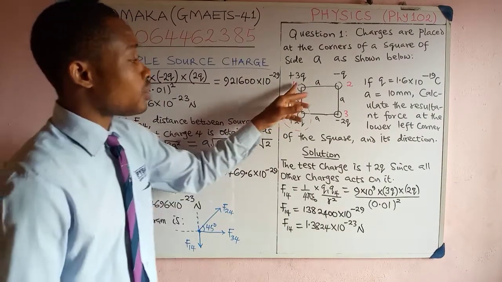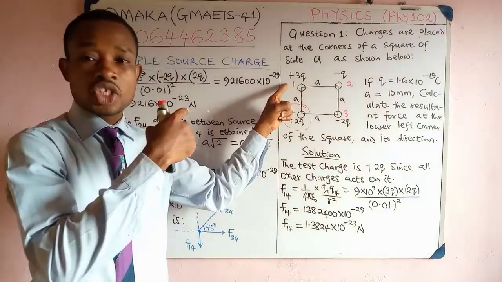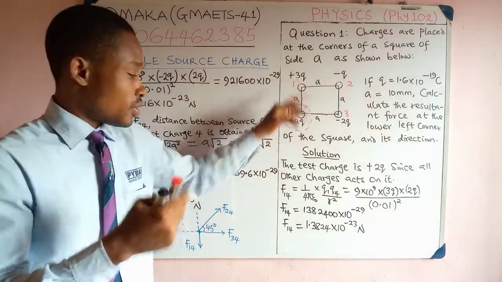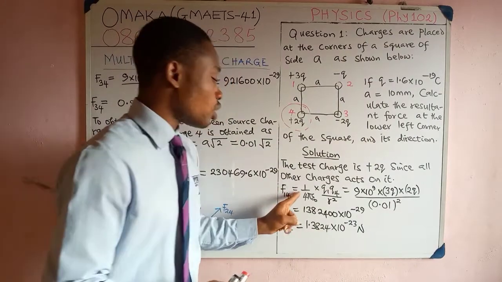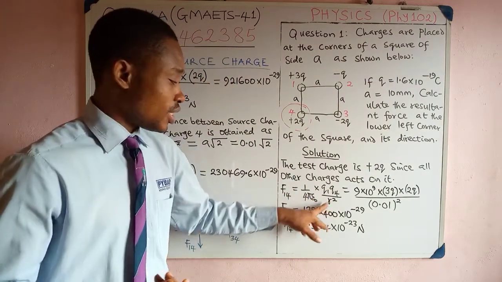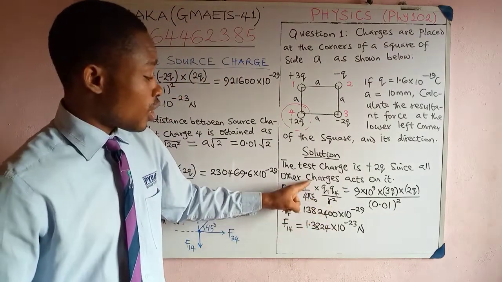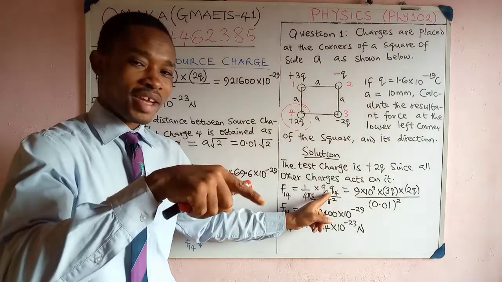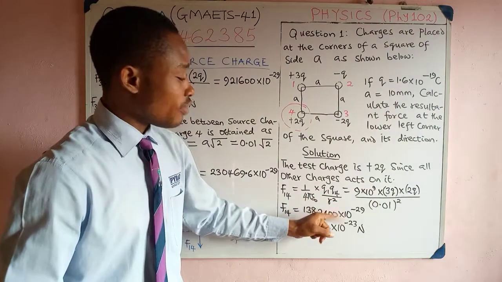I want to proceed to calculate the force of charge 1 on charge 4. And remember, charge 1 is 3Q, so it's going to be what? F14 equal to, you know Coulomb's law formula? Look at it here. So it's going to be 1 over 4 pi epsilon naught times Q1 times Q4 divided by the square of the distance.